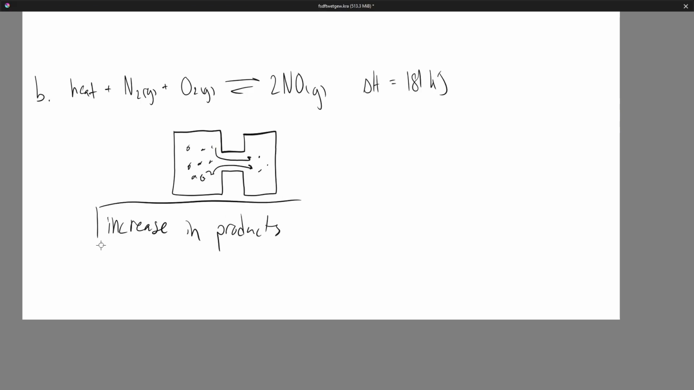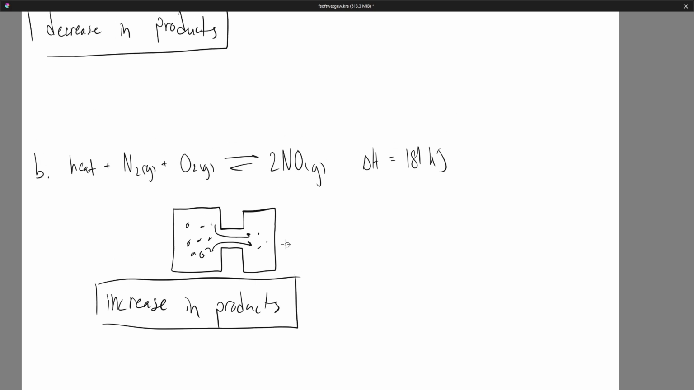And that's kind of how I would like to visualize it. You see, we're getting more from one side, which means the reaction is shifting towards the other side in order to reach equilibrium once again. It's making more of the other side to compensate for the increase.